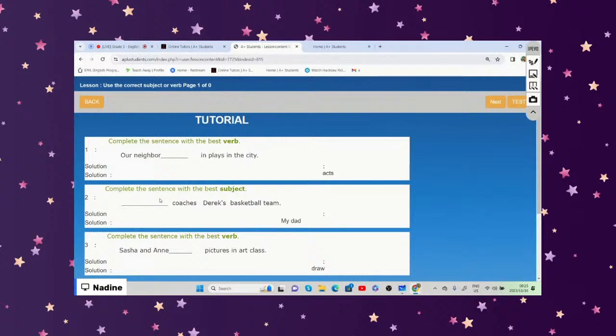It says, our neighbor in plays in the city. What does somebody do when they are in plays or in theater or so on? Then what do they do? So if they are in plays, they are in theater, what do they do on the stage?